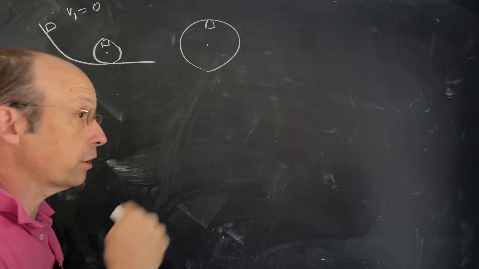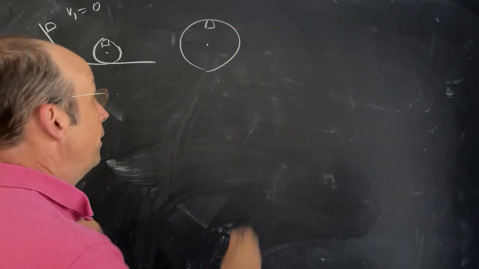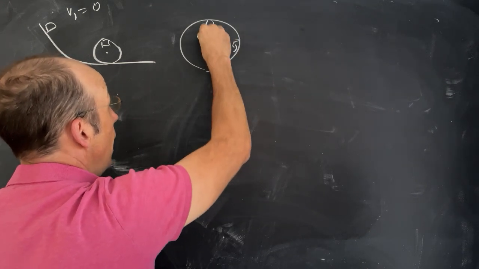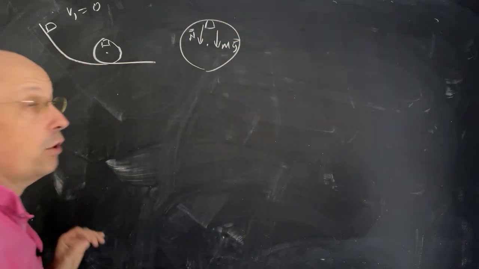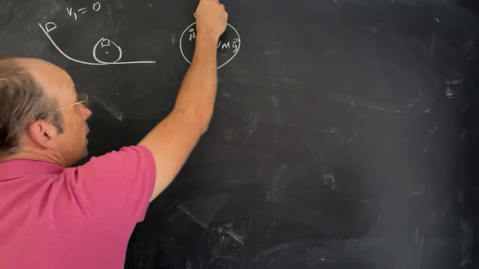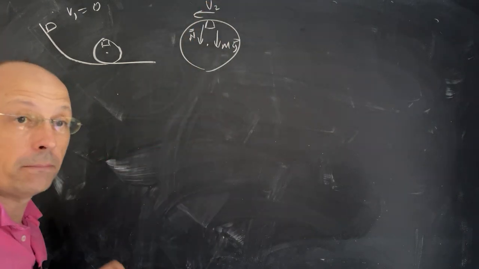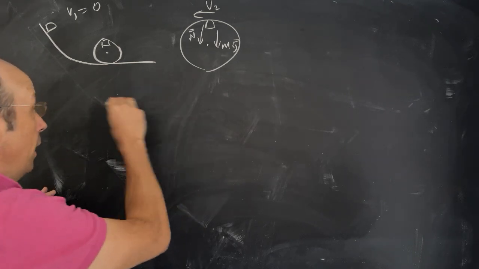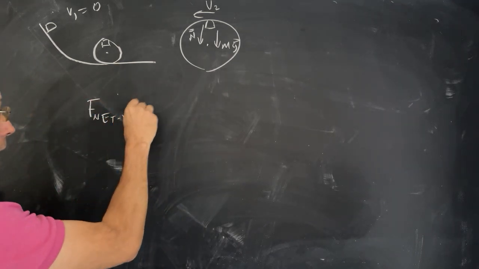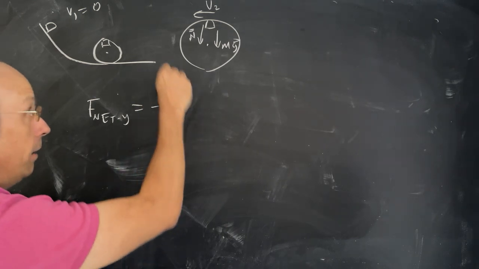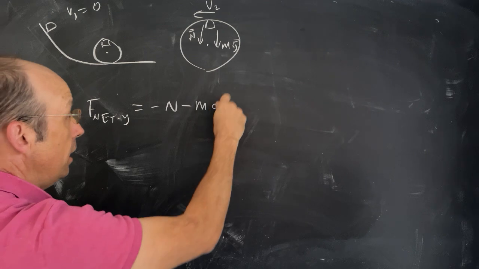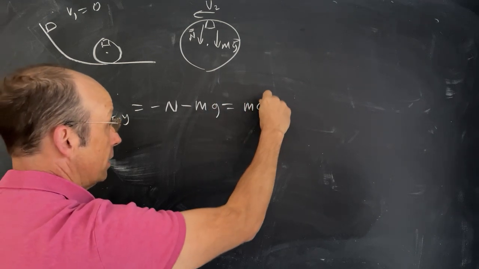Now, as it rolls around, there could be two forces acting on it. I have the downward gravitational force, mg, and then I have the normal force, N. Let's write Newton's second law at that instant where it's moving with some velocity, I'll call that v2. In the y direction, F net y, I have minus N, the normal force pushes down on it, minus mg, and that's equal to the mass times the acceleration.